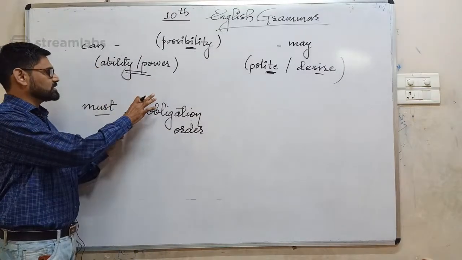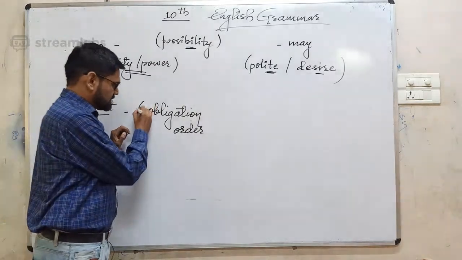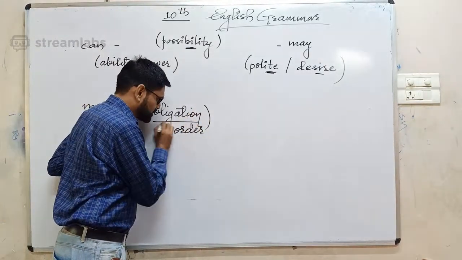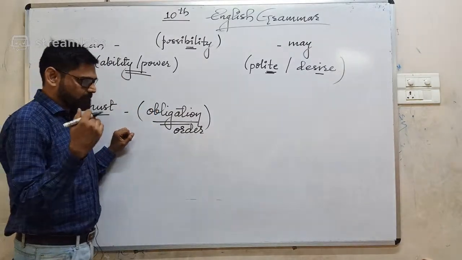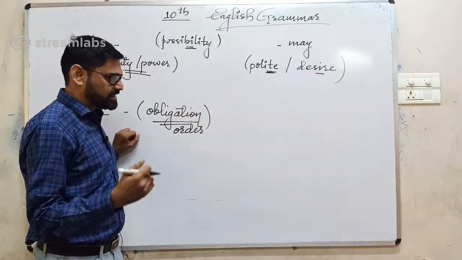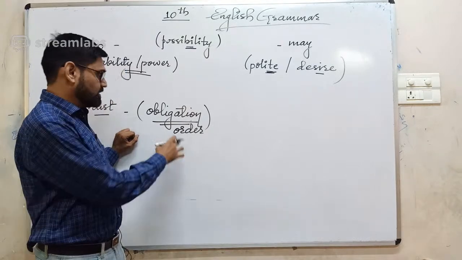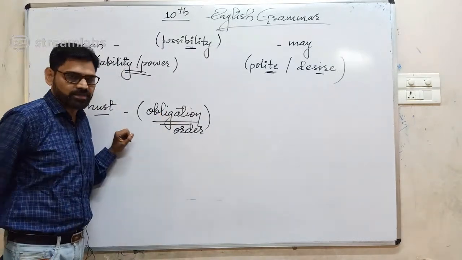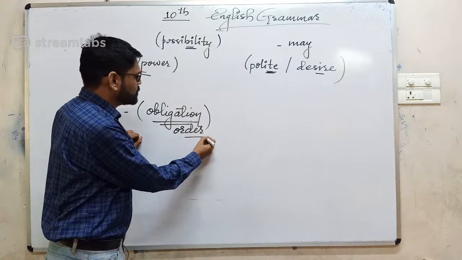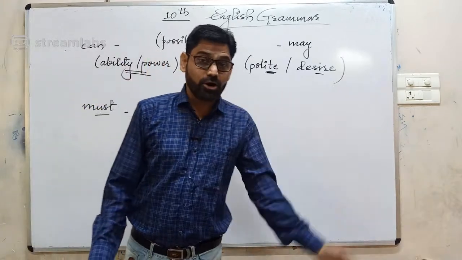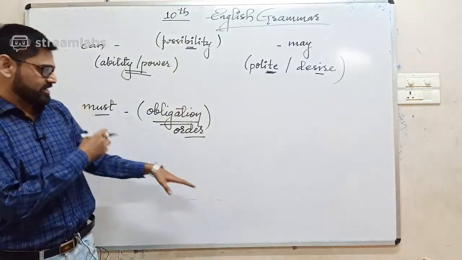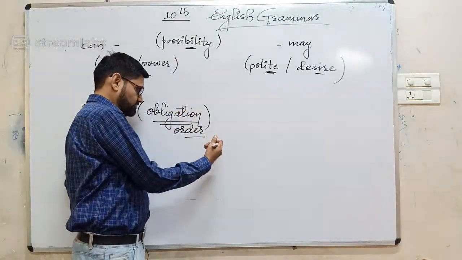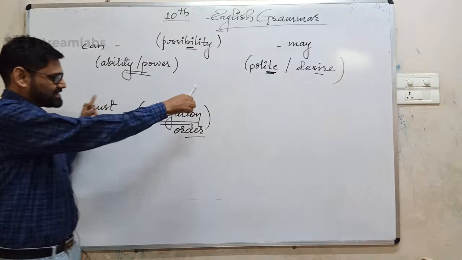So, must is the word that shows obligation. That means compulsory, mandatory, obligatory. The word used in grammar books is obligation. The mood is to give order, a commanding aspect. So you may even use the word command for that. Order.